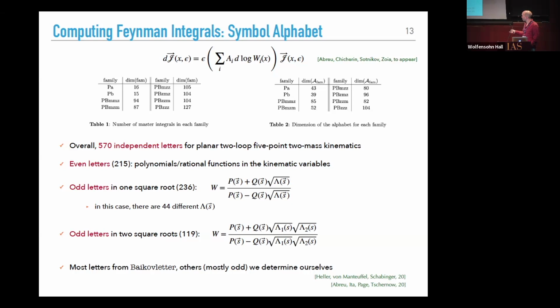Most of the letters were obtained from here, and we had to construct only mostly odd letters. There was one even letter that we had to fix ourselves, but this really makes things much easier, especially because odd letters are very easy to construct.